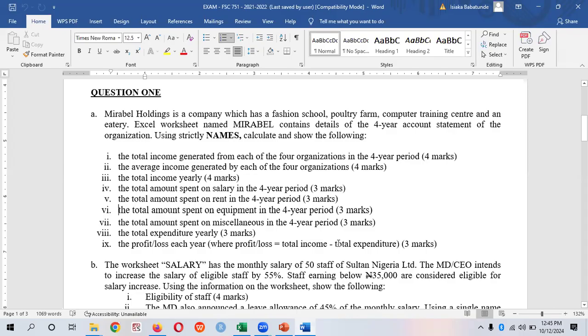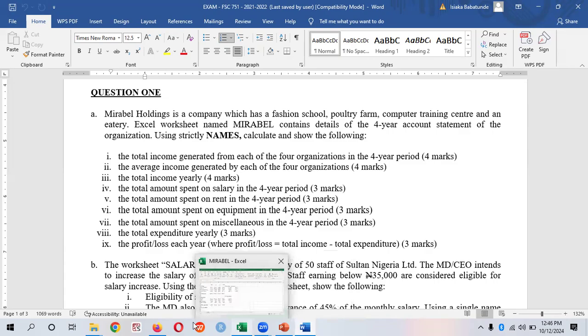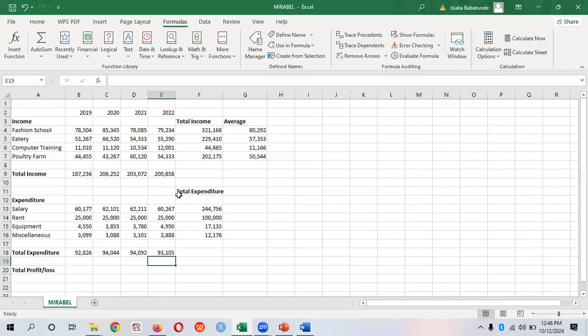The last question on the list is the profit or loss each year, where profit or loss is total income minus total expenditure. Now we want to see if the company generates profit or if the company is only at a loss. Let's see if the company is making profit or not. Let's verify that. So we go back to Excel. I want to see if the company is making profit or not.